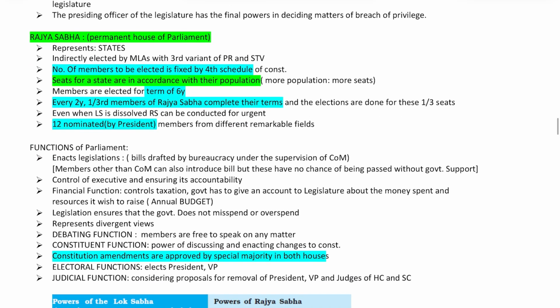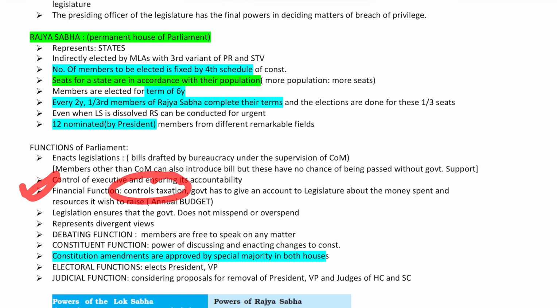Then the functions of parliament. The function of the parliament is to enact legislation, with bills drafted by the bureaucracy under the supervision of the Council of Ministers. Members other than the Council of Ministers can also introduce bills, but these have no chance of being passed without government support. These are the private member bills. Then the control of the executive and ensuring its accountability. This is a major function of the parliament. They have the no confidence motion to implement control on the executive and ensure its accountability.